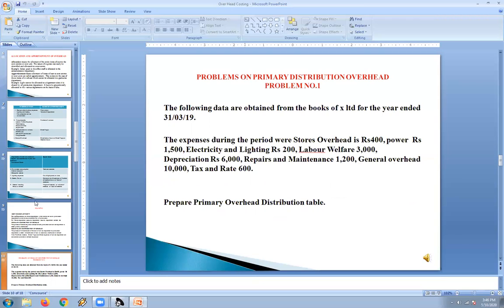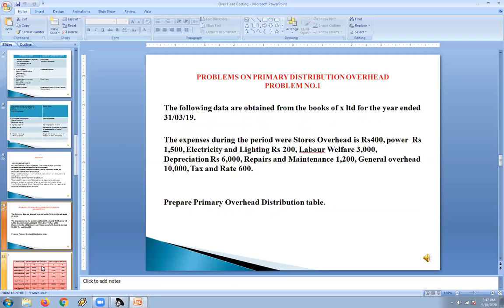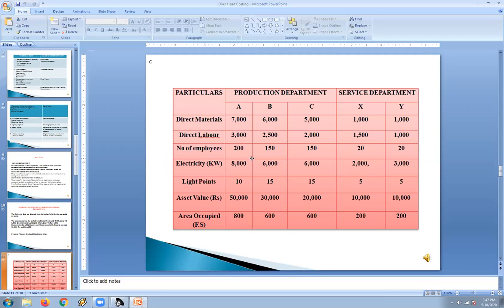With these expenses we have to prepare the distribution, and along with that one more table is also given relating to this question. This is about the expenses incurred by the production and service departments: materials values of all production departments, direct labor values, number of employees, electricity, light points, asset value, and area occupied. These are all considered for the calculation of the ratios. Whatever expenses are given in the table have to be considered for the calculation of the ratio.